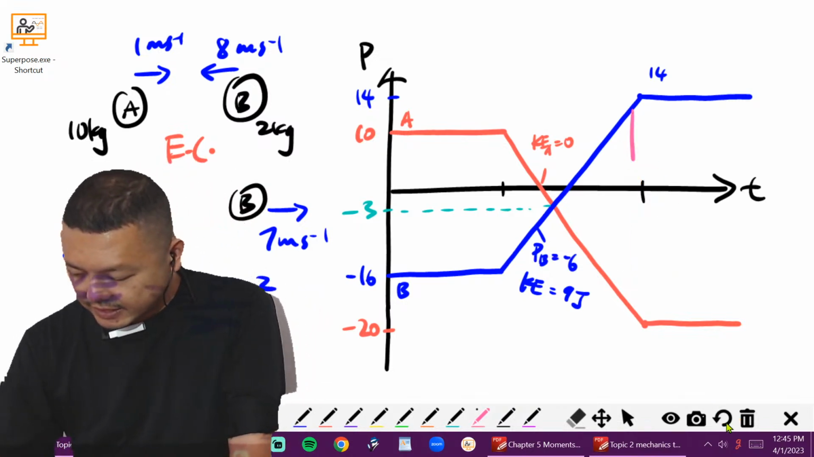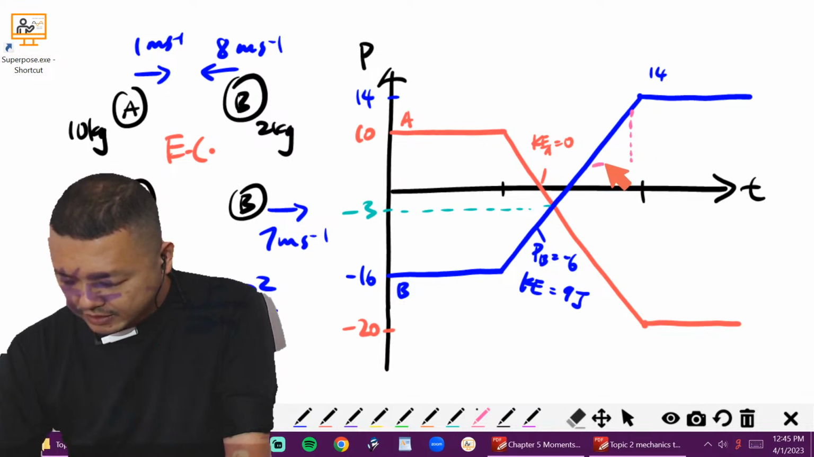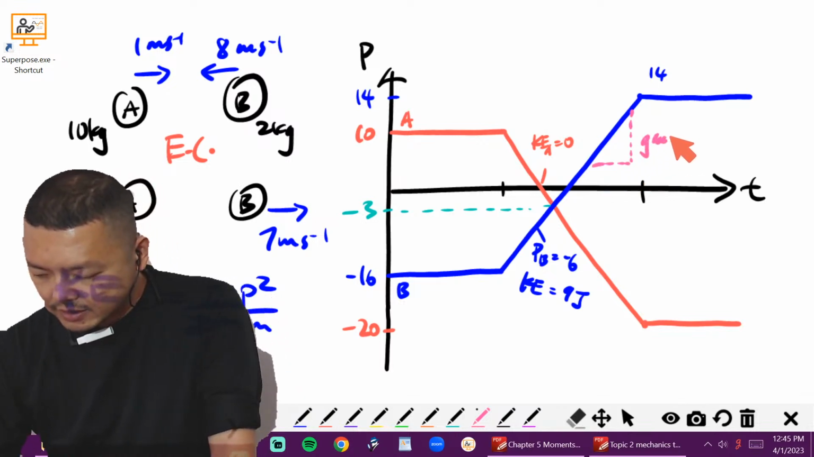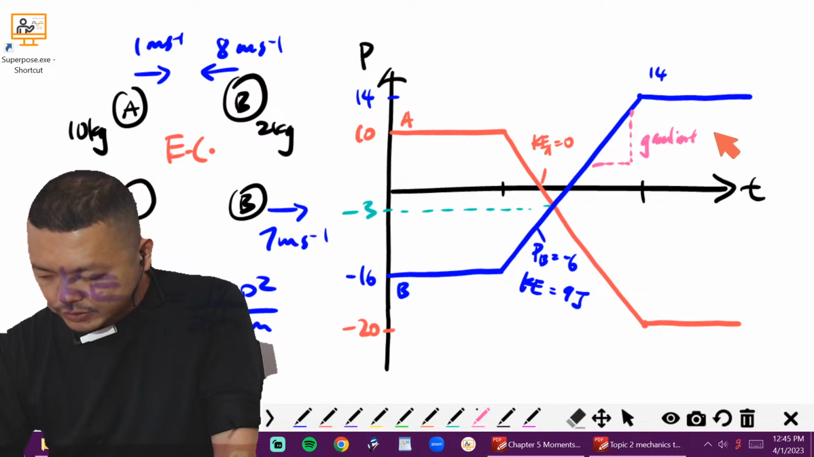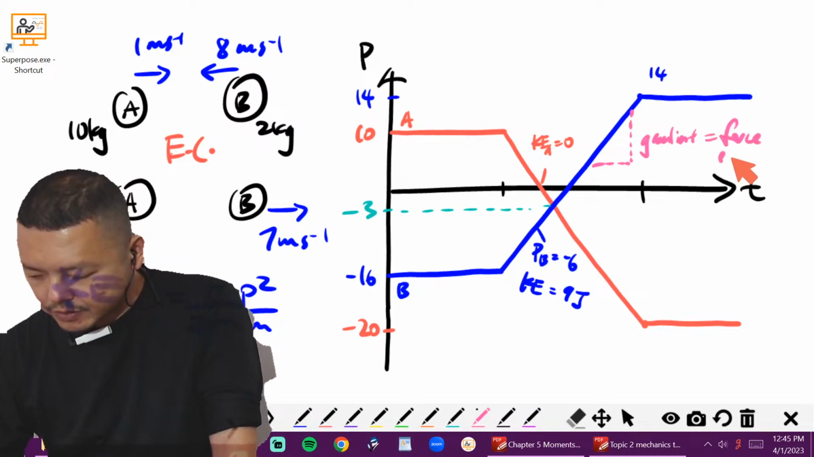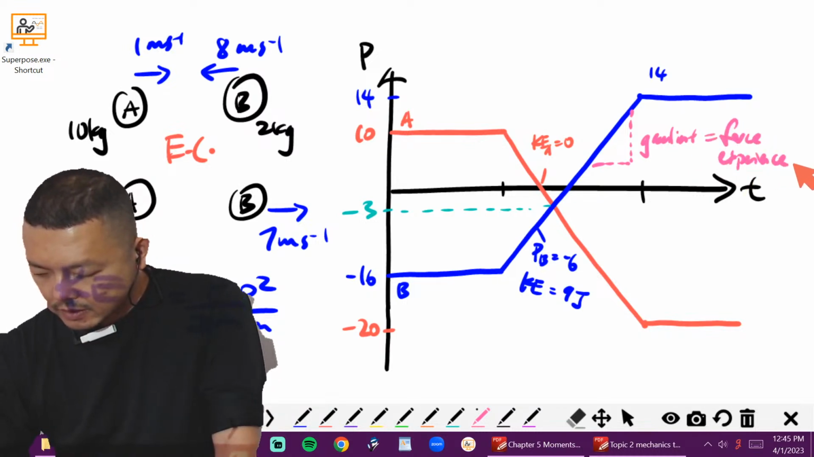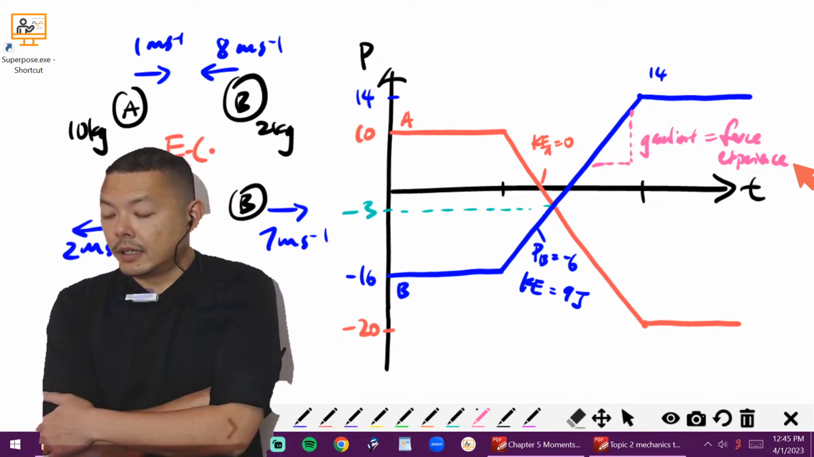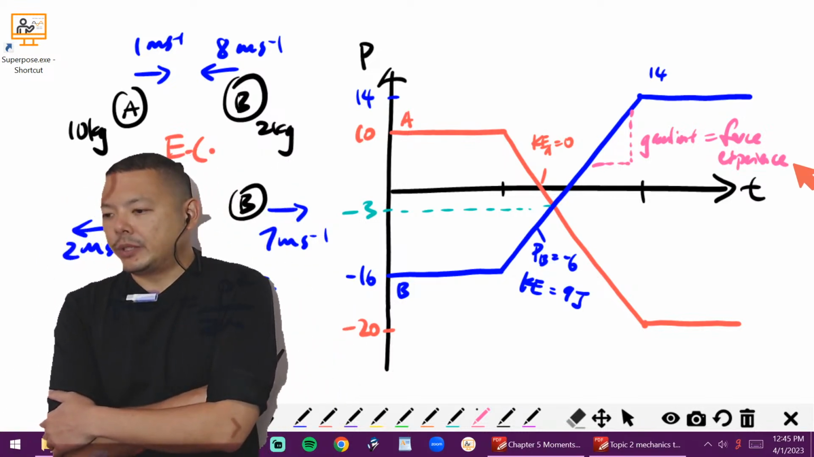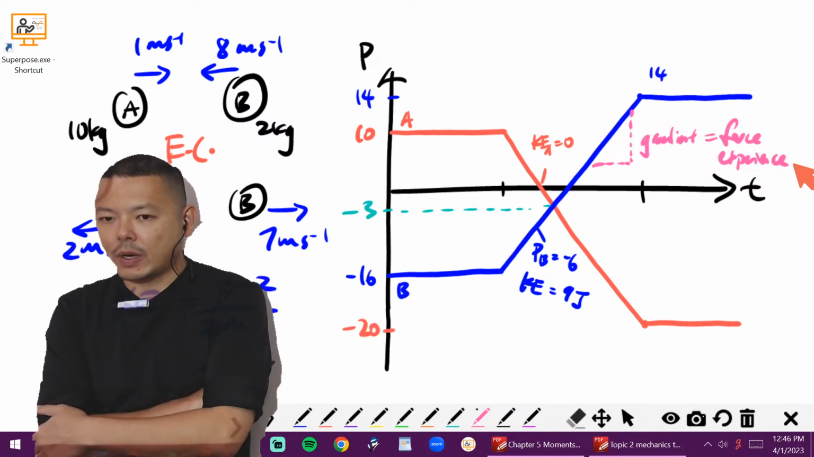In fact, you can even take this small gradient here. It doesn't even need to take the whole thing. But the gradient equals the force experienced. This is the force on one object. Guess what? It's the same force for the other object. They have the same gradient, just one is positive, one is negative.